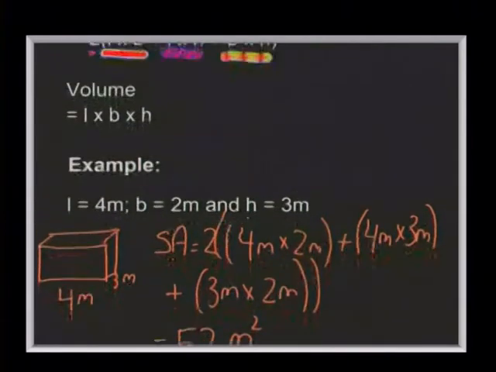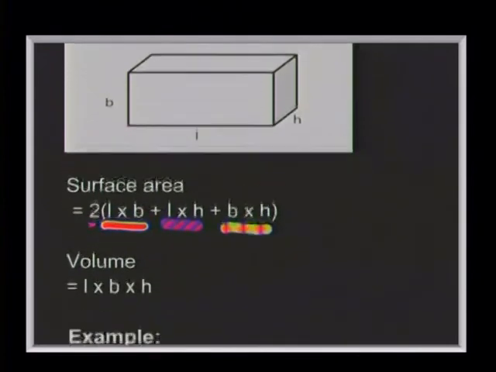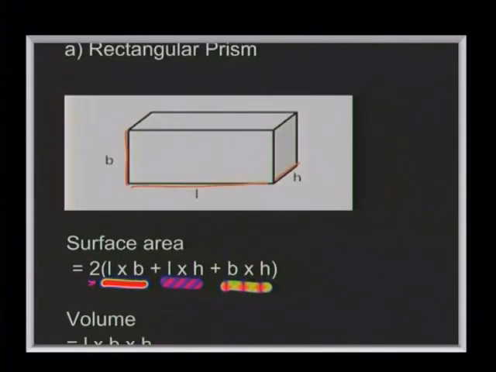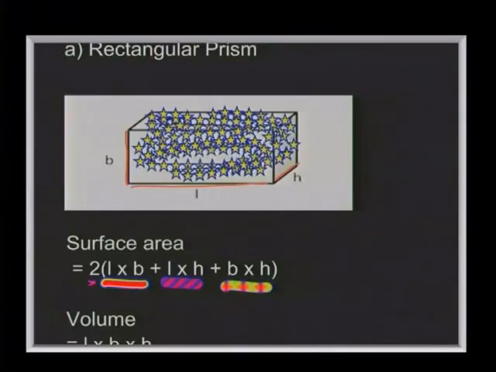Let's go back up and do the volume, which is actually a whole lot easier. As far as the calculation goes, our volume is just our length times breadth times height. So it is the length times the breadth times the height, and this gives me everything inside this three-dimensional shape. It is basically the air inside the shape.